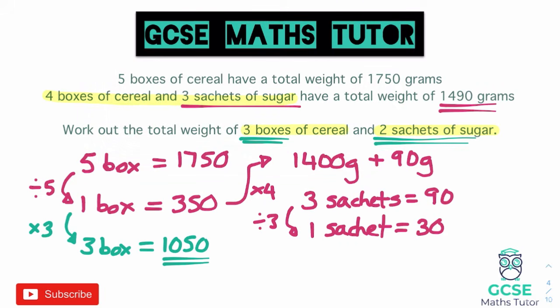And obviously the question here, and we'll swap colour again, wants us to work out the weight of 2 sachets of sugar. So we can straight away multiply that by 2. And if we multiply that by 2, we're going to get that 2 sachets is equal to 60. And that is the second part of our answer.